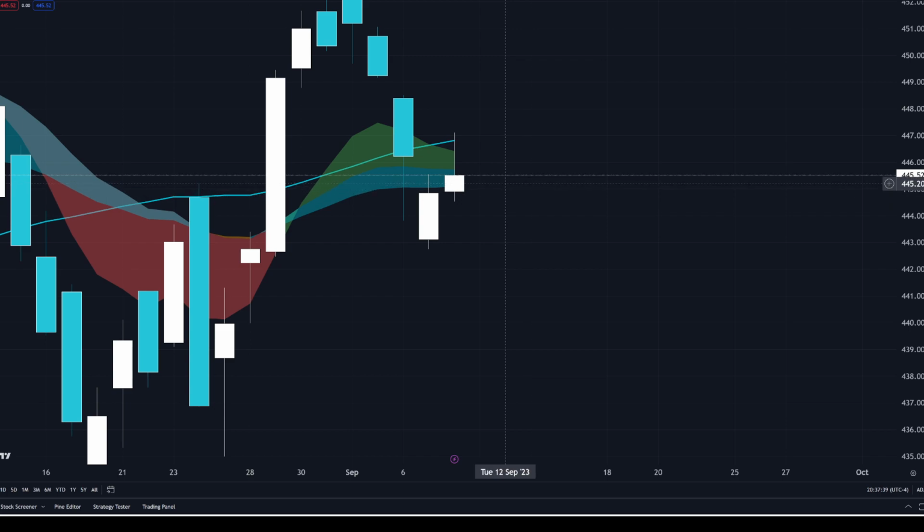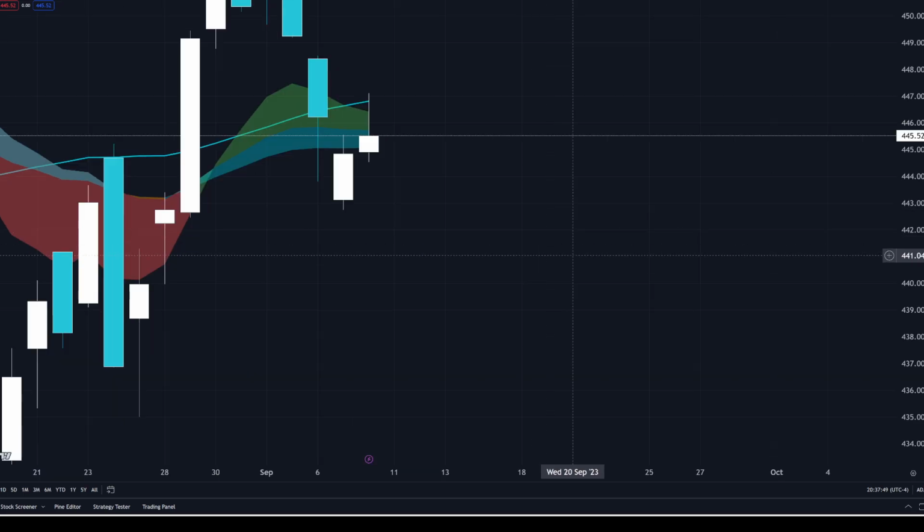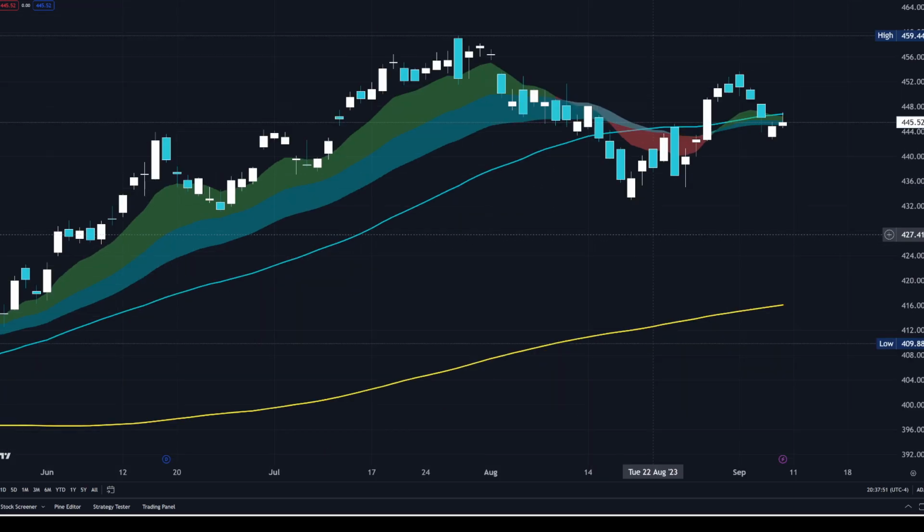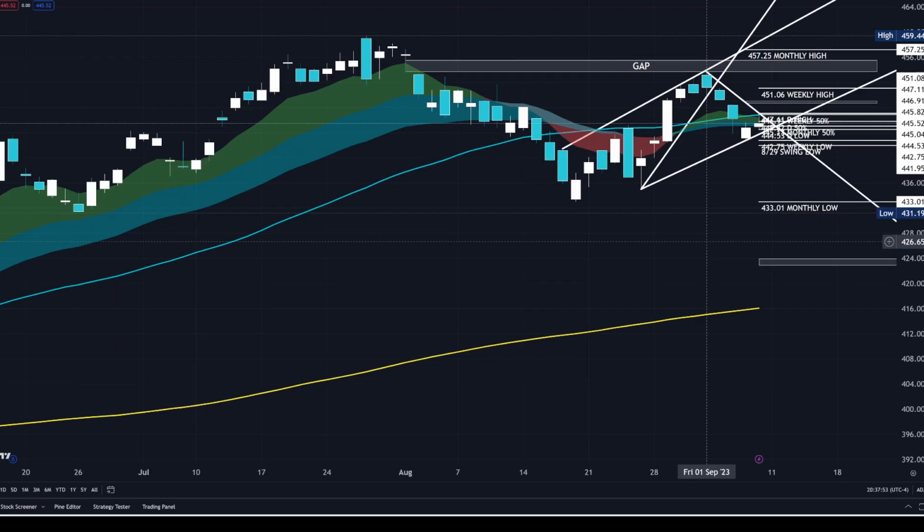I know that it's confusing for a lot of people that are new to the Strat, because you think that once it makes the two down, there's a further continuation, but that is not necessarily the case. It just means that we have taken out the low of the previous candle.